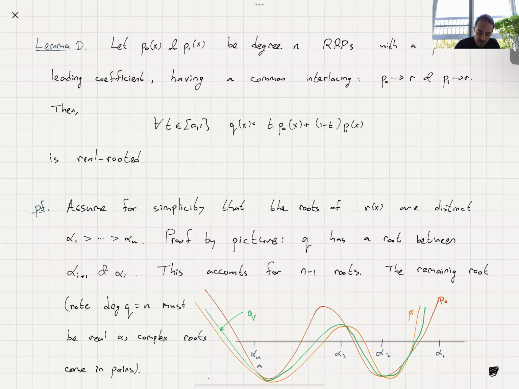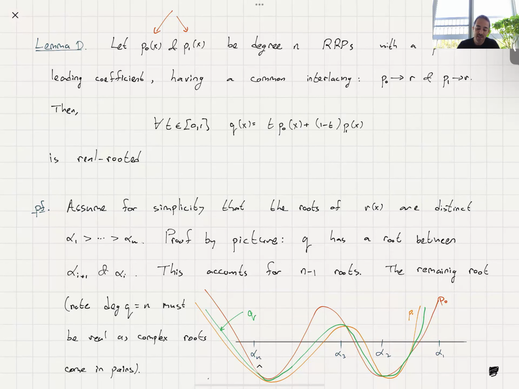So let's say that now you have a P0 of x and P1 of x. I'm not sure why I always change notation. I think that in the back of my mind, Q is degree n-1, and all the P's in the world are of degree n, but I don't know. So let's say that P0 and P1 are of degree n, and of course real-rooted polynomials, always with real coefficients, and with a positive leading coefficient.